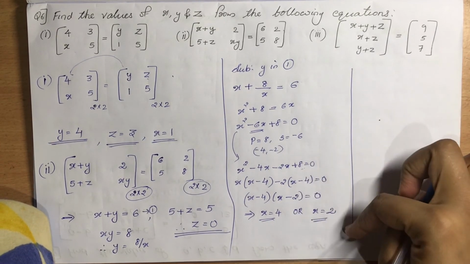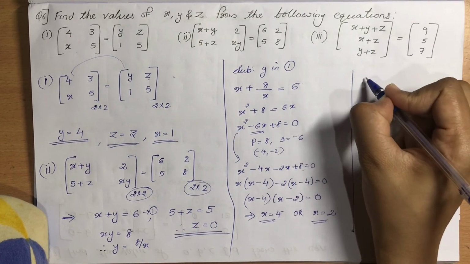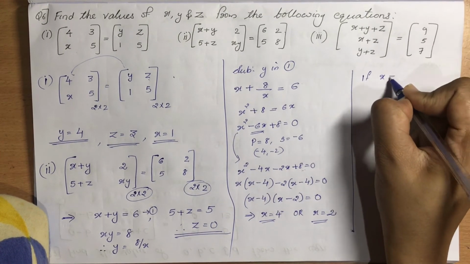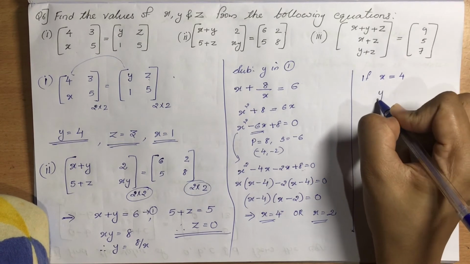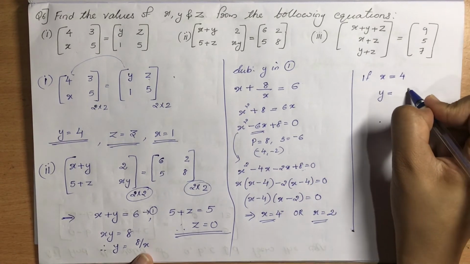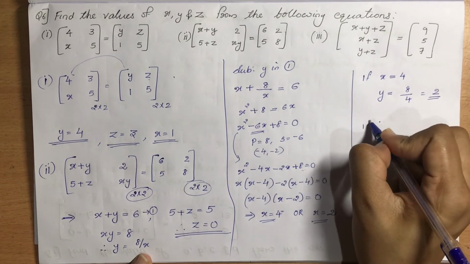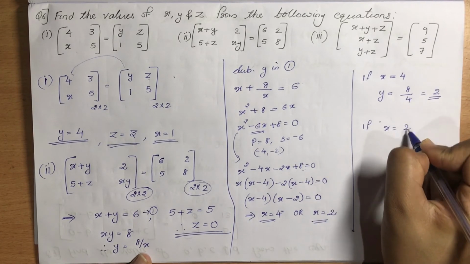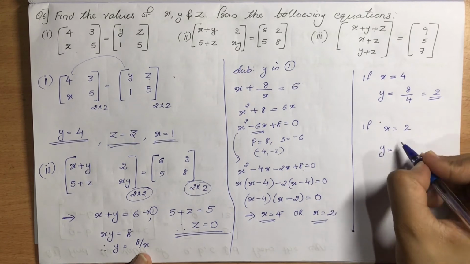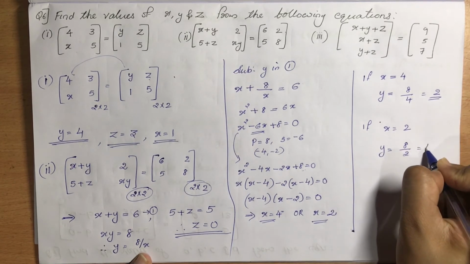So using this value, we are going to find the value of y. If x equal to 4, what is the value of y? 8 by x. That means 8 by 4 equal to 2. Next one, if x equal to 2, the value of y is 8 by 2. 8 by 2 equal to 4.